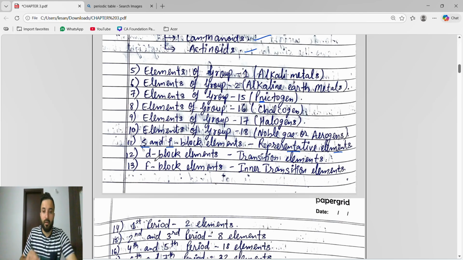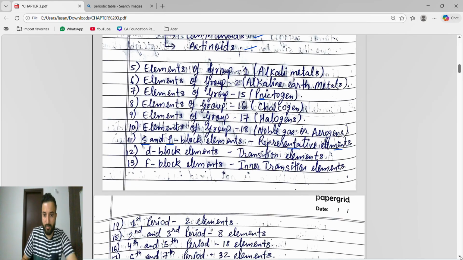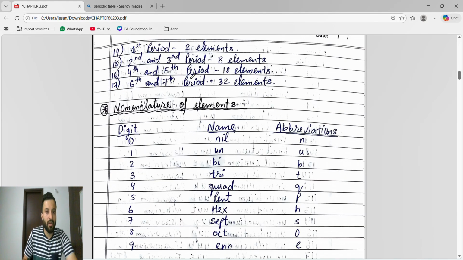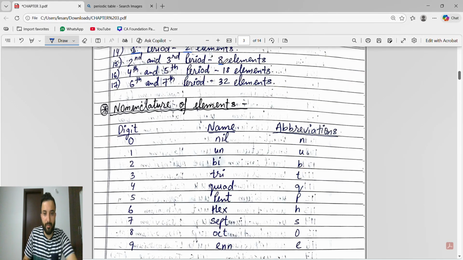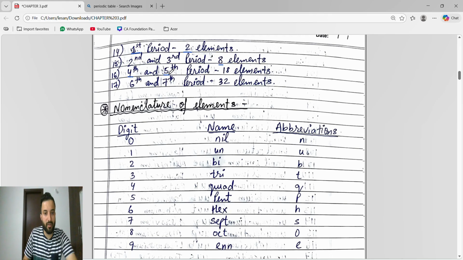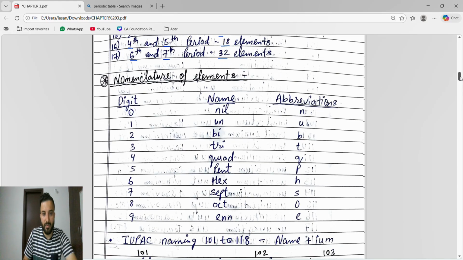Then what are the D block elements called? Transition elements. What are the F block elements called? Inner transition elements. Now we get to know which block elements are called what. In the first period we have 2 elements. In the second and third periods we have 8 elements. In the fourth and fifth periods we have 18 elements. In the sixth and seventh periods we have 32 elements.